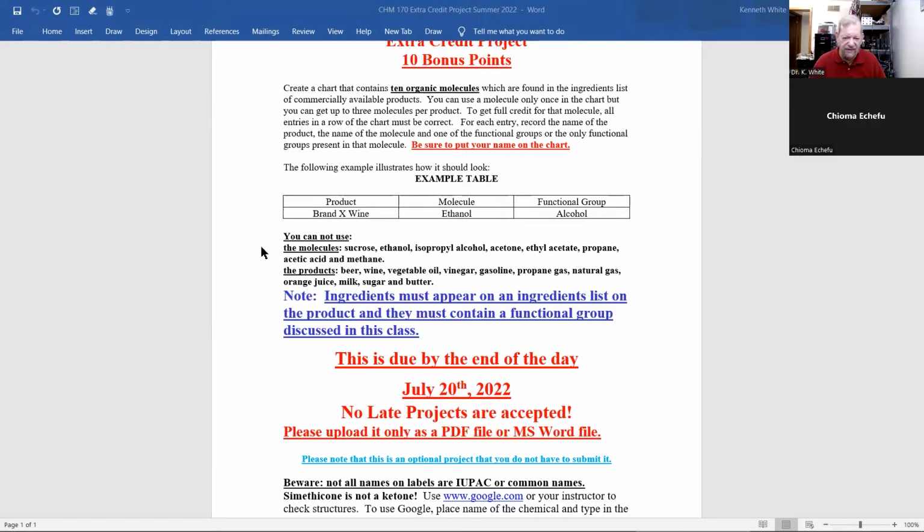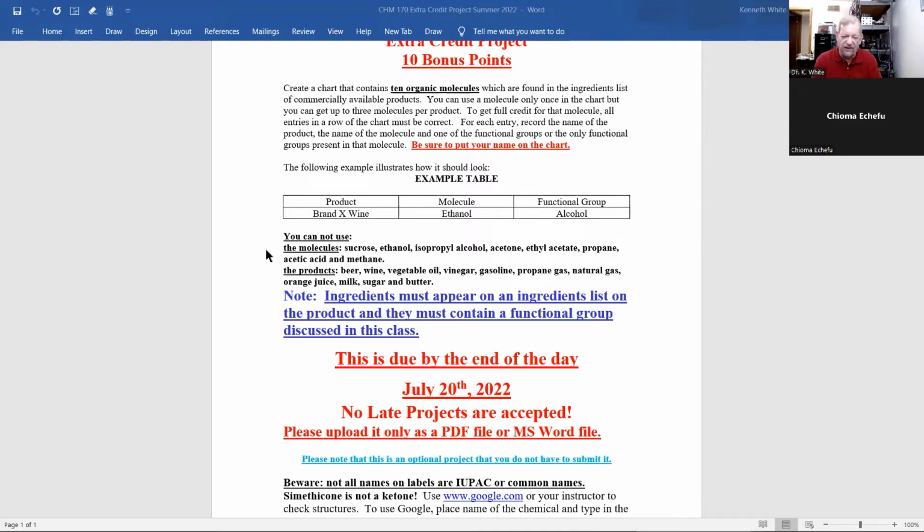Now, this is important. Listen, you cannot use the following molecules: sucrose, ethanol, isopropyl alcohol, acetone, ethyl acetate, propane, acetic acid, or methane. Everything else you can use. You can't use the following products in your chart: beer, wine, vegetable oil, vinegar, gasoline, propane, natural gas, orange juice, milk, sugar, and butter. Everything else is fair game. If it's got an ingredients list on it, you can use it.